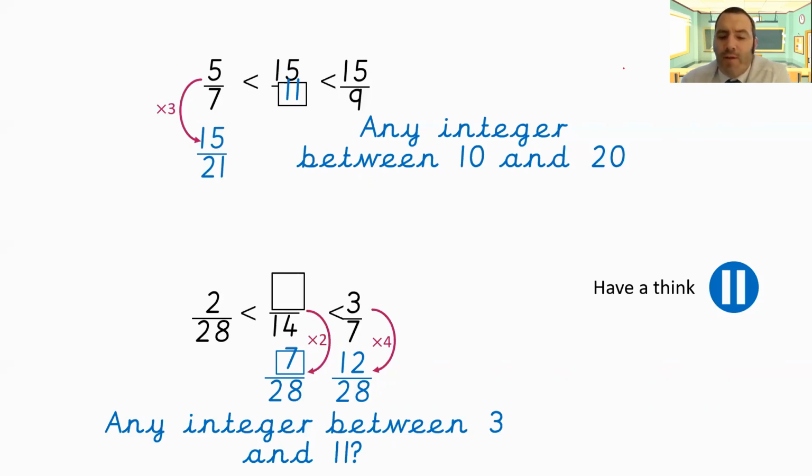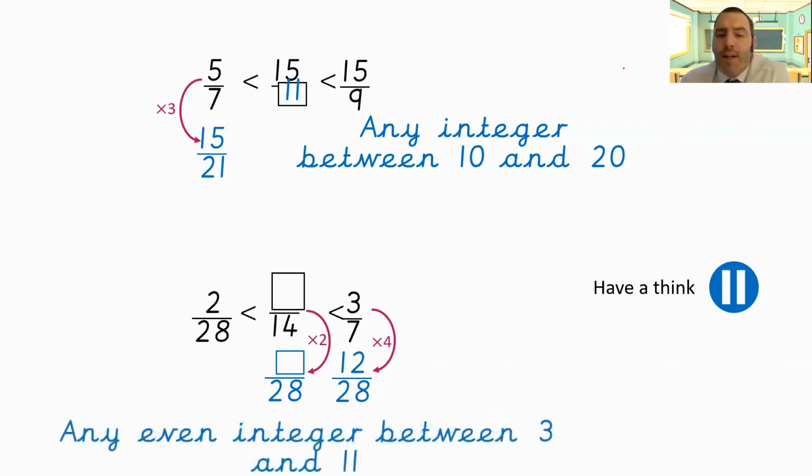So I need to revise my statement. It needs to be an even integer between 3 and 11, so I can divide it by 2. So it could be 4, 6, 8, or 10. In this case, I've gone for 6.